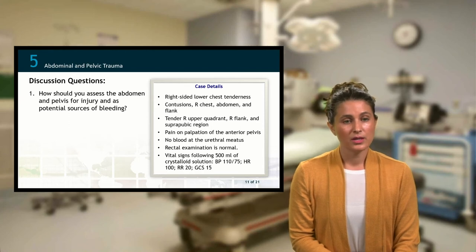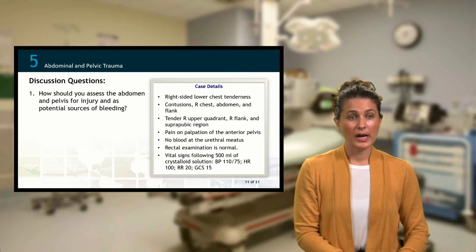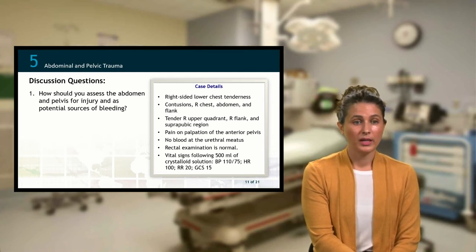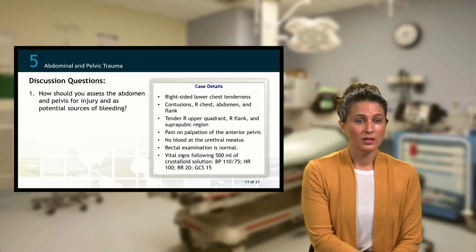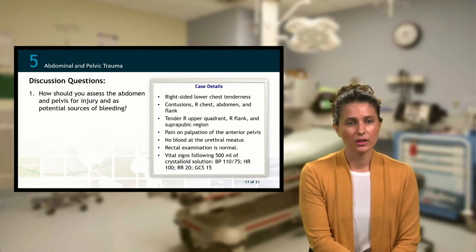A rectal exam is also important to evaluate for the concern of a possible urethral injury, and that would be indicated by a high riding prostate or blood on your rectal exam, in addition to blood at the urethral meatus.